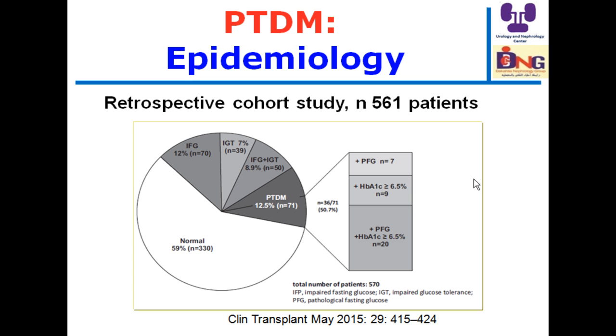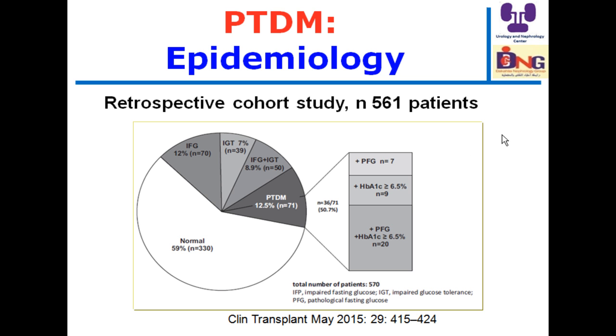Impaired glucose tolerance was defined as a 2-hour plasma glucose of 140 up to 199 milligram per deciliter during the oral glucose tolerance test, and impaired fasting glucose is a fasting glucose of 100 to 125 milligram per deciliter. All patients with newly diagnosed post-transplant diabetes were defined by a 2-hour glucose equal to or exceeding 200 milligram per deciliter, and this is the data.